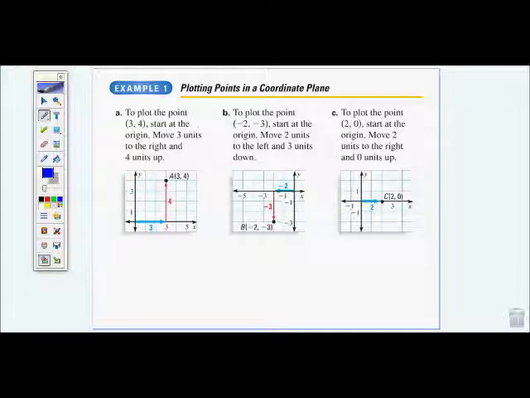So, for example 1, we're going to be asked to plot some points. To plot the point (3, 4), we would move to the right or left, and it's a positive, so we're going to move to the right 3, and up 4. Letter B, (-2, -3), you can see from the instructions. And letter C, this time we're going to move 2, but then it says 0 for our y, so we're going to say right on the x-axis.